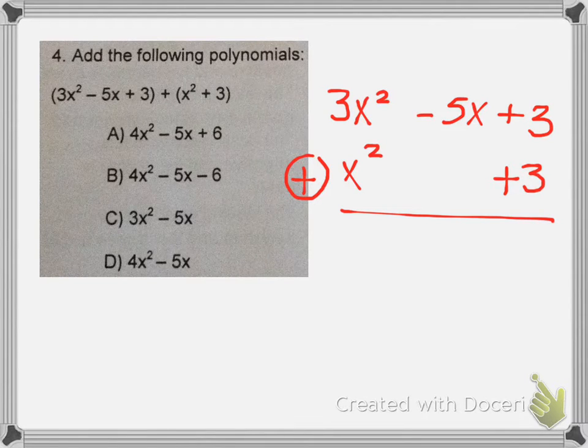Alright, here, because it's addition, I went ahead and lined this up the way that I taught you to do it. I write my first one down, and then I write my second one down with like terms lined up. It's clearly 3 and 1 is 4x squared. That negative 5x stays the same, and 3 and 3 is 6. So if I look carefully, it's answer choice A.